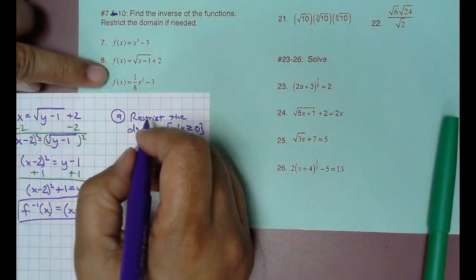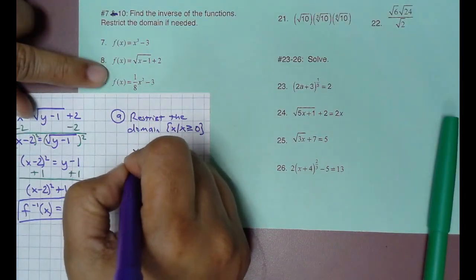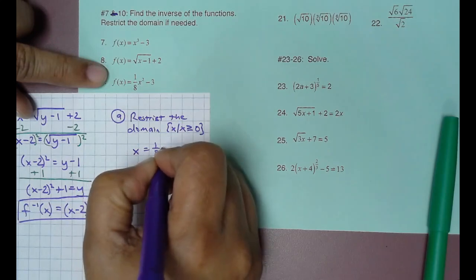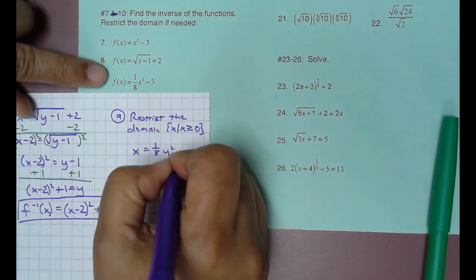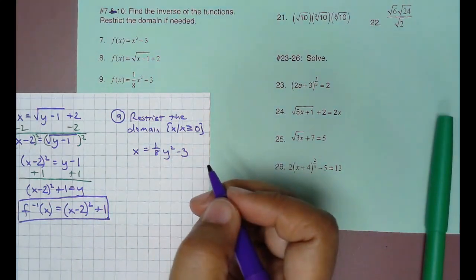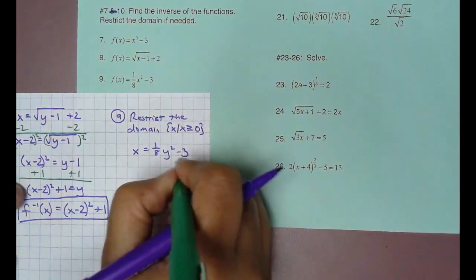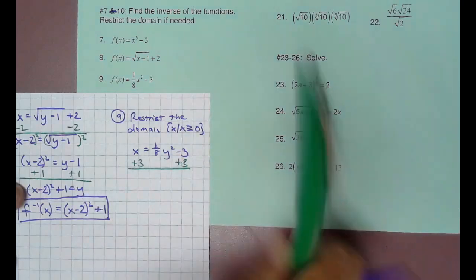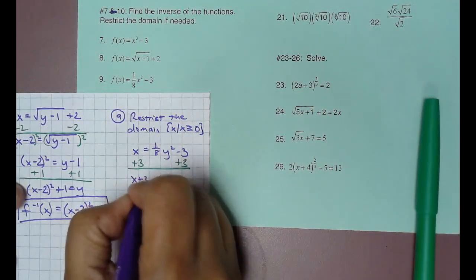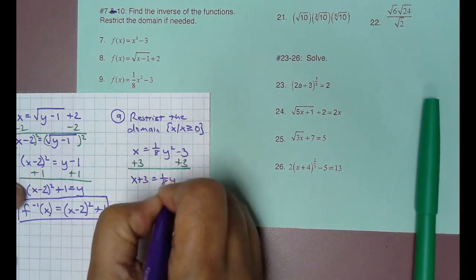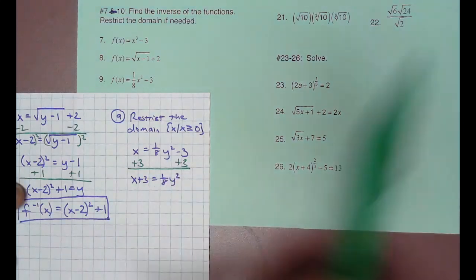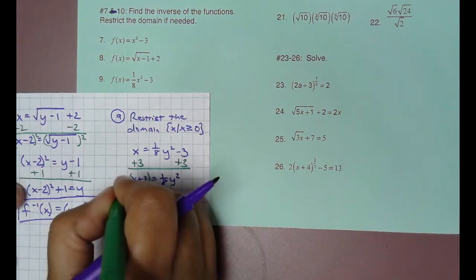All right, let's go ahead and start off. Change this f of x to an x, then change the x to be a y, and that's the first step in finding the inverse, switching x and y, but we still have to solve for y. So I'm going to add 3 first. So we have x plus 3 equals 1/8 y squared. To get rid of the 1/8, I'm going to multiply both sides by 8.